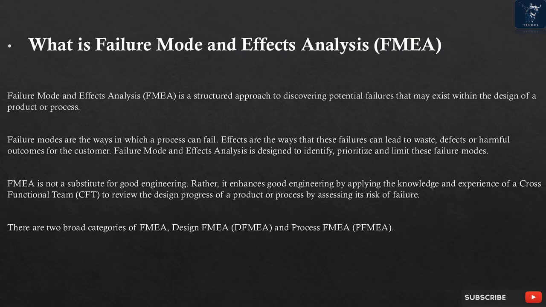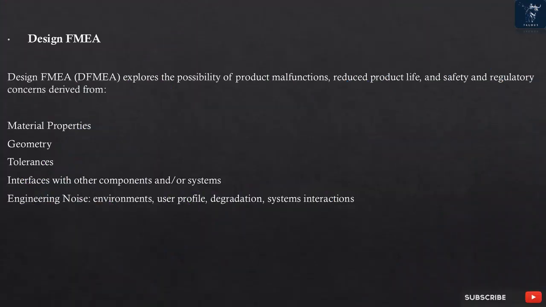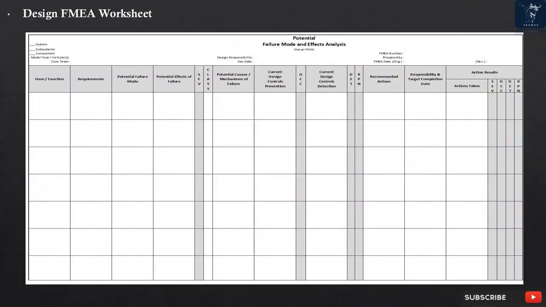There are two broad categories of FMEA: Design FMEA and Process FMEA. Design FMEA explores the possibility of product malfunctions, reduced product life, and safety and regulatory concerns derived from material properties, geometry, tolerances, interfaces with other components and/or systems, engineering noise, environments, user profile, degradation, and systems interactions. Design FMEA Worksheet.